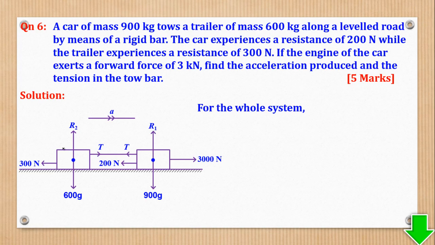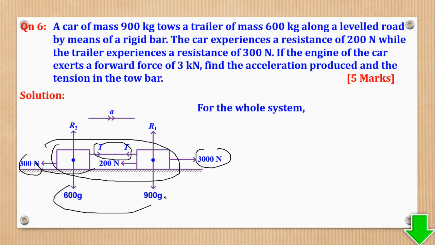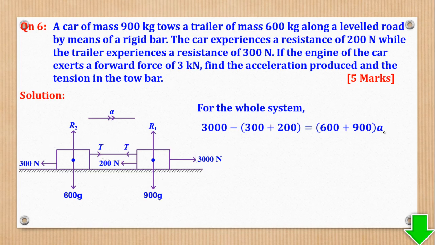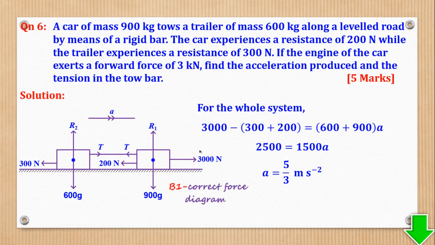For the whole system, when I combine the whole of this, it means that these will cancel out, so it shall not have any T, but we have this forward force to the right, and we have two forces to the left, and we have two masses. So put there the force to the right minus the two forces to the left equal to the total mass times acceleration. Simplify to get the value of A. So it is advisable to leave the answer in fraction form.